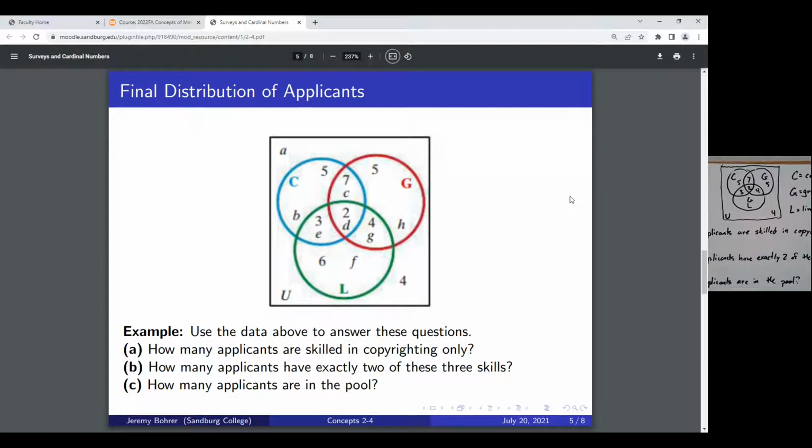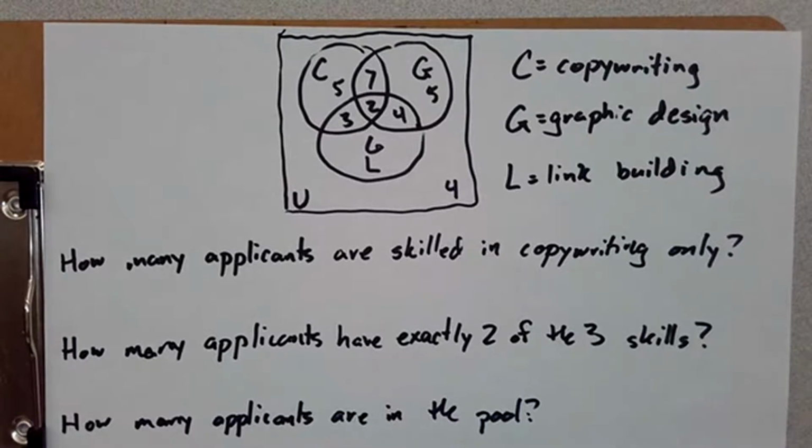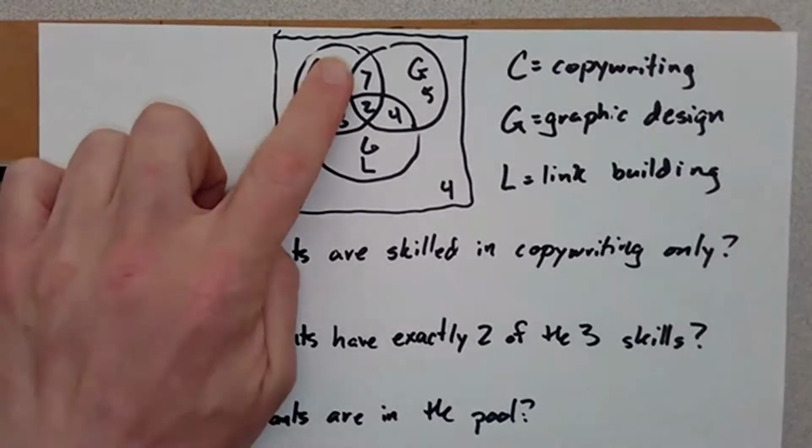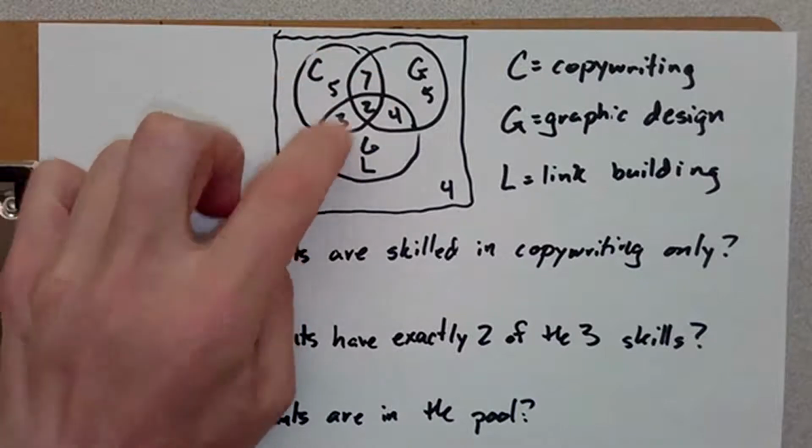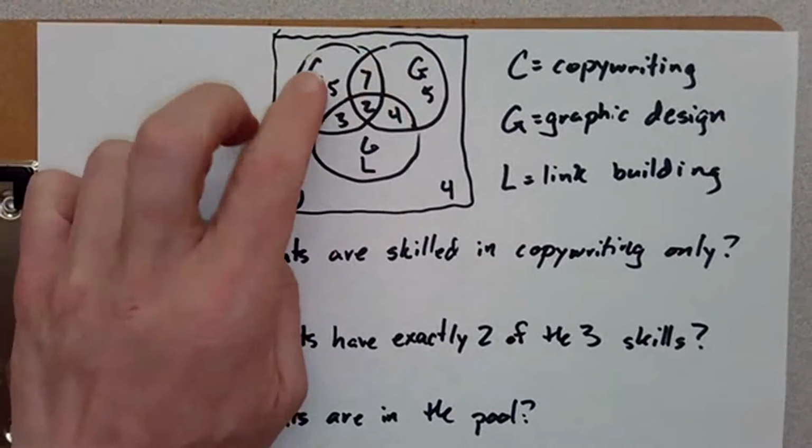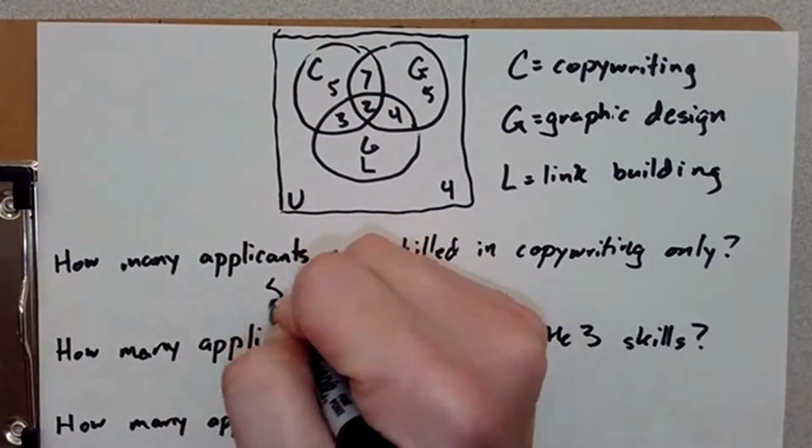In this video, we're going to look at the examples in section 2.4. We're going to start with this problem, which is basically the first 4 pages of the slide set and comes down to these questions here. So we're asked here to determine how many of the applicants for this position are skilled in only copywriting. Okay, well, for that, we just look here to this region in C that doesn't intersect G or L, and that we can see that there are 5 people in that set.